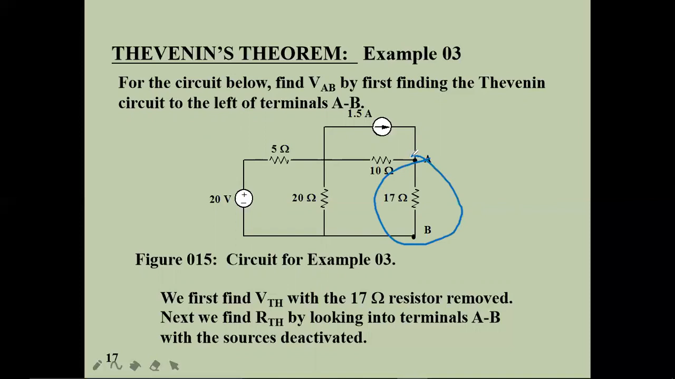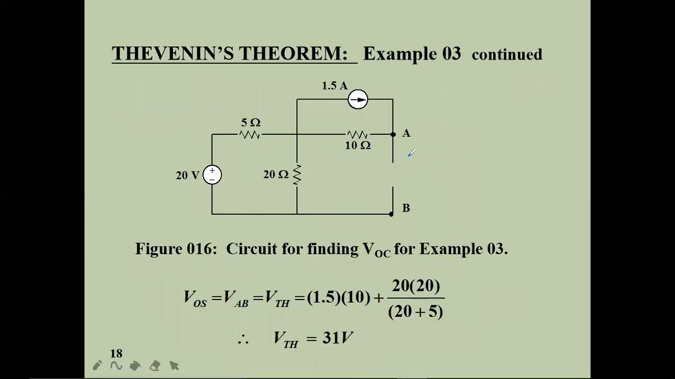We first find the VTH with the 17 ohm resistor removed. Next, we find RTH by looking into the terminals A and B with the source deactivated. These are the steps we are going to perform on the next slide. So I removed the load, and after removing the load, I am going to first find VTH. Please understand the steps clearly.